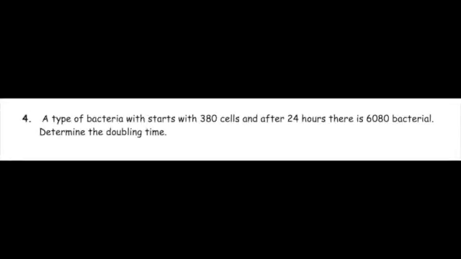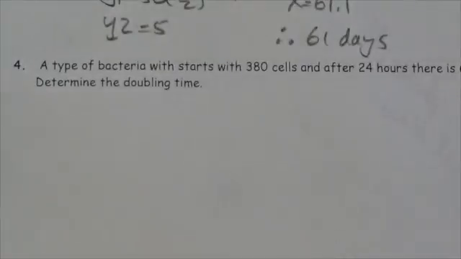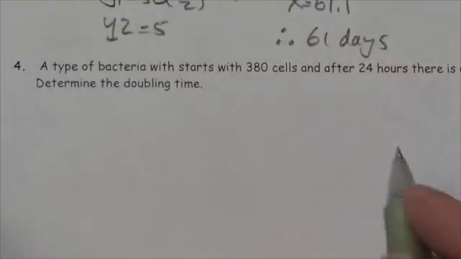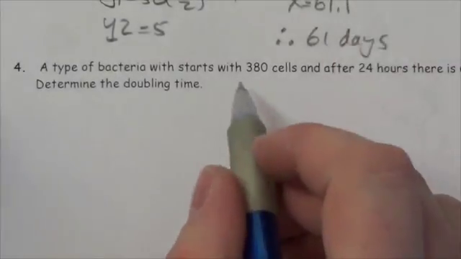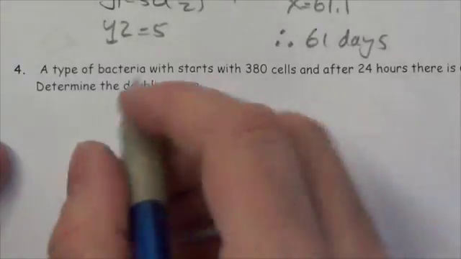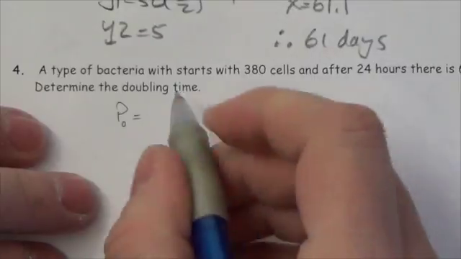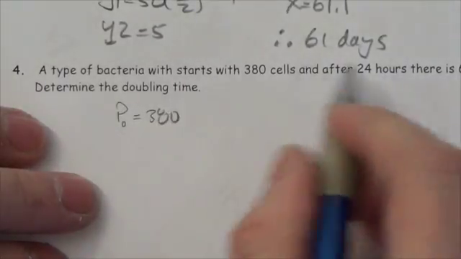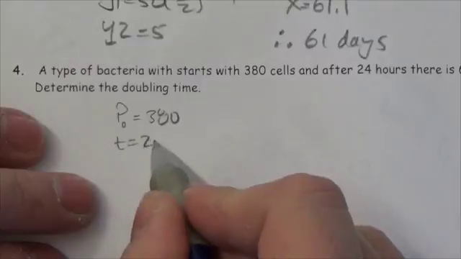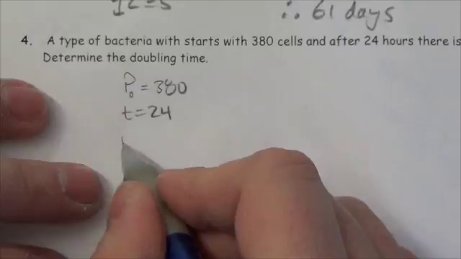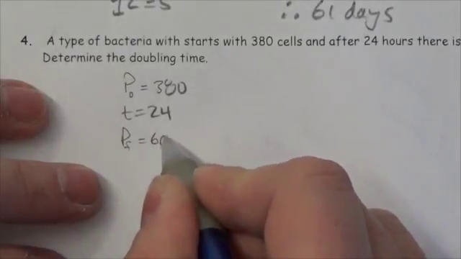A type of bacteria starts with 380 cells, and after 24 hours, there are 6,080. Determine the doubling time. So this question is a little different, but just a little. It's basically the same as a lot of the questions that we've been doing thus far. We're starting with 380 cells, so that's our initial population, P0. And after 24 hours, so we're given a period of time that's gone by, now we've got 6,080. So our final population here is 6,080.